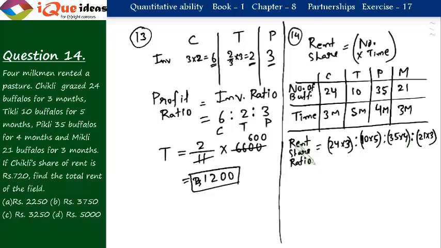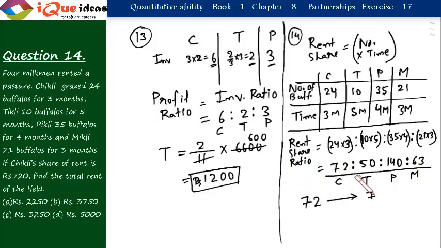If you multiply all of them, we get 24 into 3 is 72, is to 10 into 5 is 50, is to 35 into 4 is 140, is to 21 into 3 is 63. So this is the ratio of share of rent. Now the question says Chikli's share is 720. The first one is Chikli, this is Tikli, this is Pikli, this is Mikli. Chikli's share is 720, that is 72 corresponds to 720 rupees. You can apply the unitary method. So 72 stands for 720.